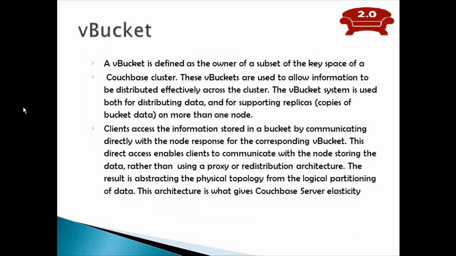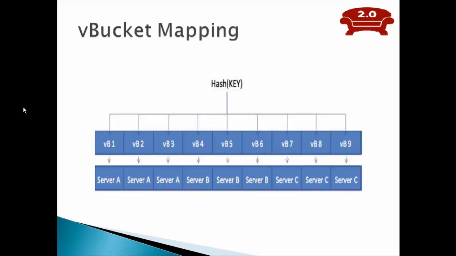A vBucket is defined as the owner of a subset of the key space of a Couchbase cluster. These vBuckets are used to allow information to be distributed effectively across the cluster. The vBucket system is used both for distributing data and for supporting replicas. So, vBucket mapping. We talked about the cluster mapper; similarly, vBuckets play a key role in picking which data is available in which node.